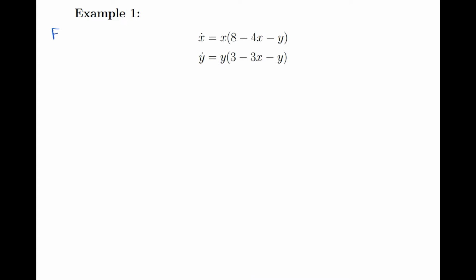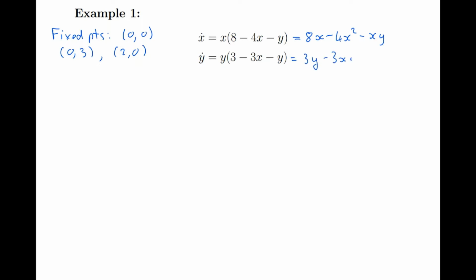We found the fixed points. There was 0, 0, 0, 3, and 2, 0. I'm going to have to take the partial derivatives of the right-hand side, so I'll expand those out. 8x minus 4x squared minus xy. This one is 3y minus 3xy minus y squared. So first I form the Jacobian derivative matrix, df dx, df dy. These are partial derivatives, dg dx, dg dy.